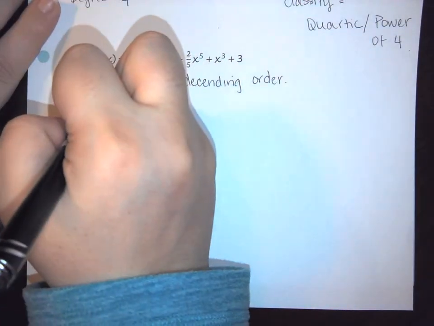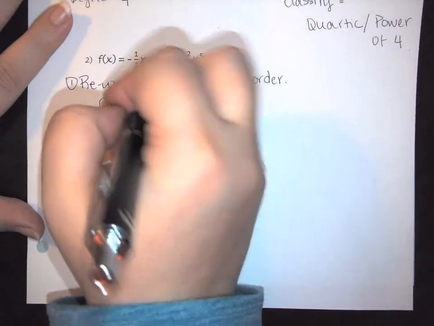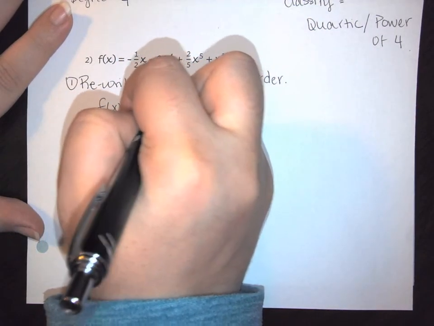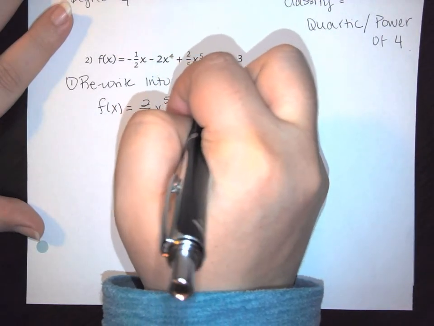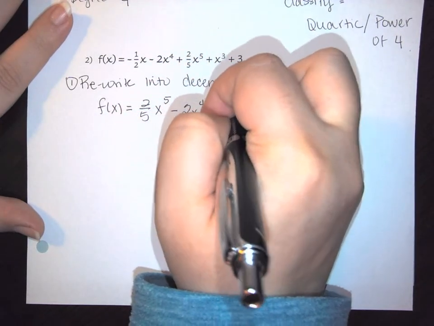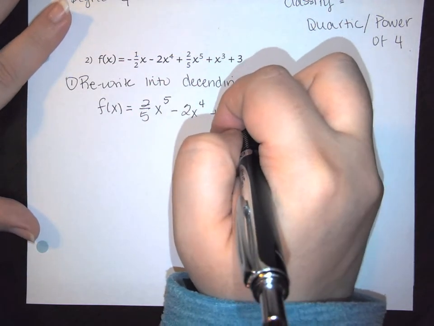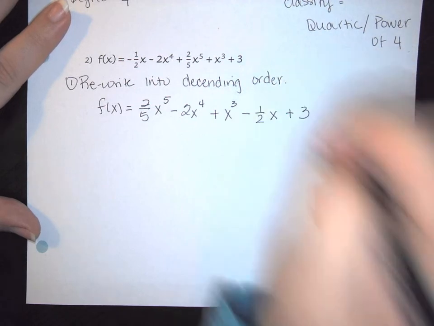So this is going to be f of x equals, so descending order says rearrange it. So 2/5 x to the 5th. Then we're going to go down, minus 2x to the 4th plus x cubed. I don't have an x squared, but I have a negative 1/2 x and a positive 3.